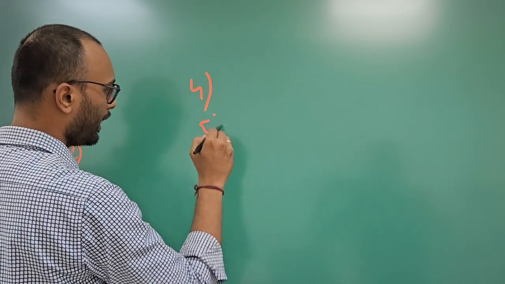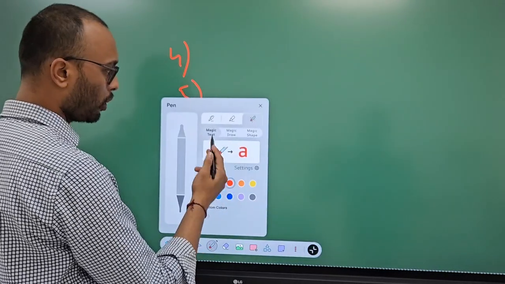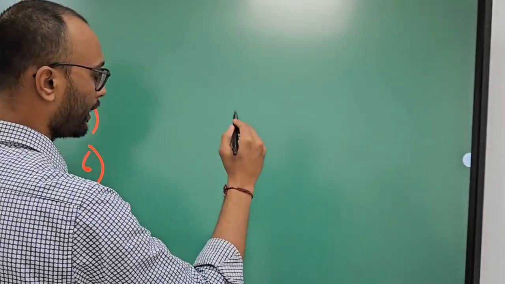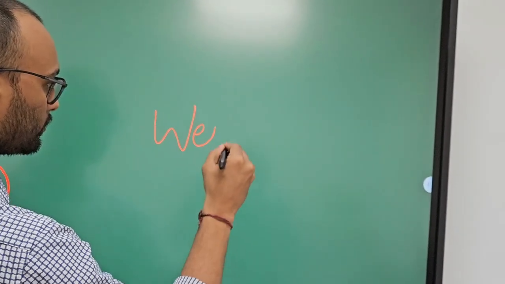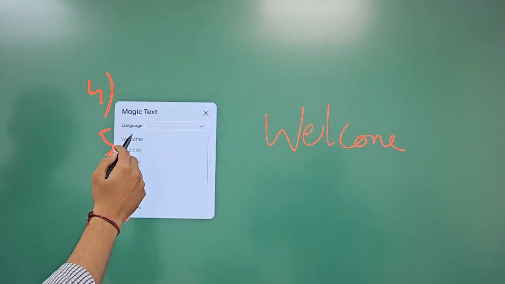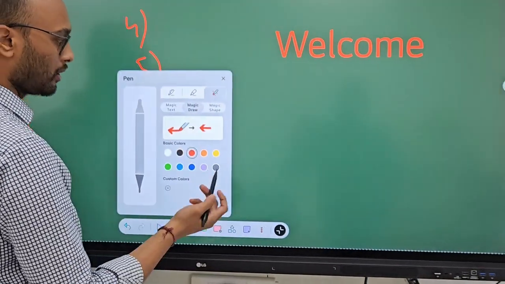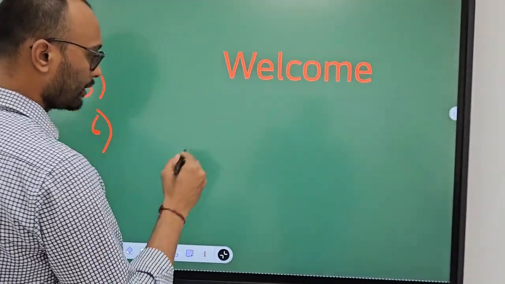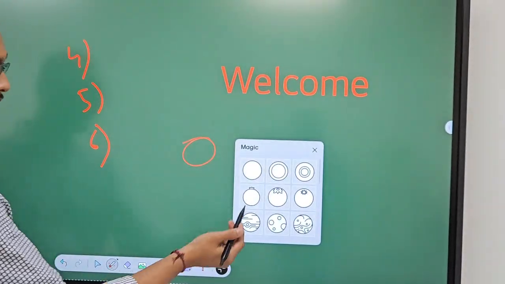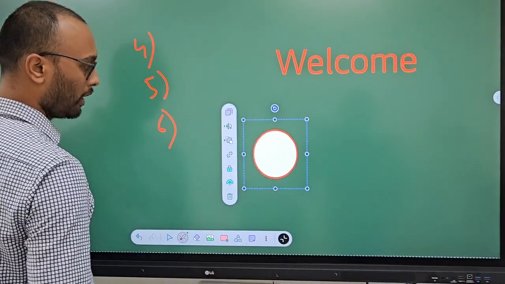Same features will be there, but additional parameters will be there also. So I write normal things, but when I go to the magic text, if I write a text, it recognizes it immediately. I can select the languages it should come in. Same thing, I can go with the magic draw, and if I draw a circle like this, automatically it will give me a perfect circle. So this feature is there by default.